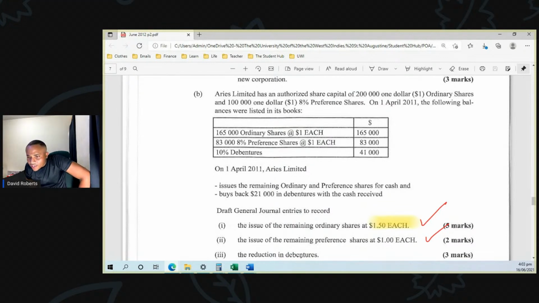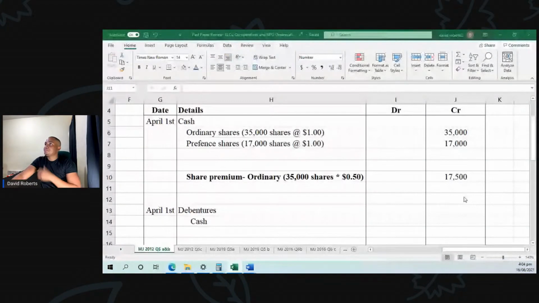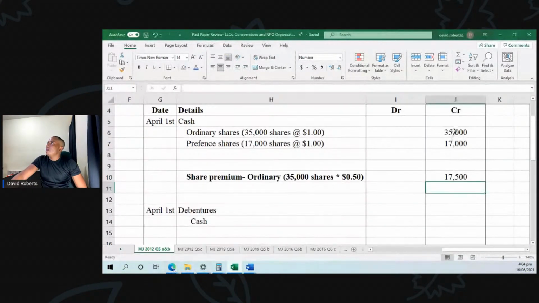And finally, is the bank not needed to be debited? Yes, we're going to debit the bank, and we're going to do it together. And finally, we need to show a reduction in the debentures. But before we go into that, let us look at this. So far we have credited the ordinary shares at par value, 35,000, preference shares at par value, 17,000, and share premium, 17,500.